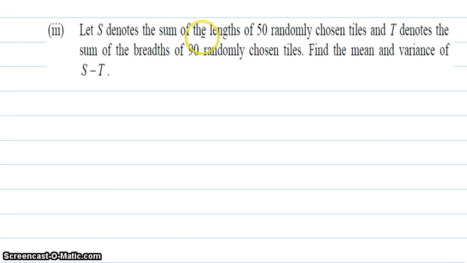Let S denote the sum of the lengths of 50 randomly chosen tiles, and T denote the sum of the breadths of 90 randomly chosen tiles. Find the mean and variance of S minus T.